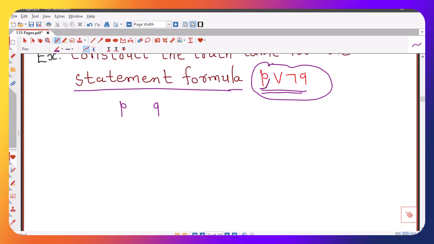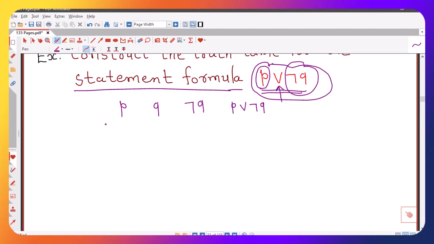So P is already there, Q is there, so we will first require the negation of Q, because we want disjunction of P and negation of Q. This operator is called disjunction or inclusive or. So we first have to determine negation of Q, and after that we can determine this disjunction of P and negation of Q.